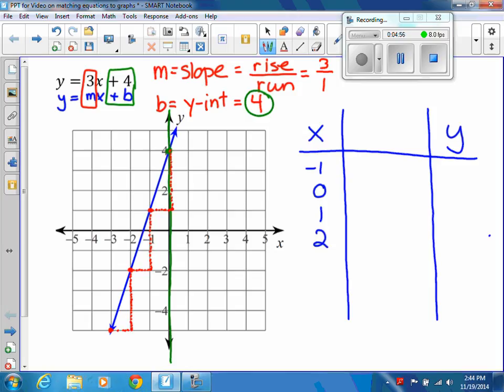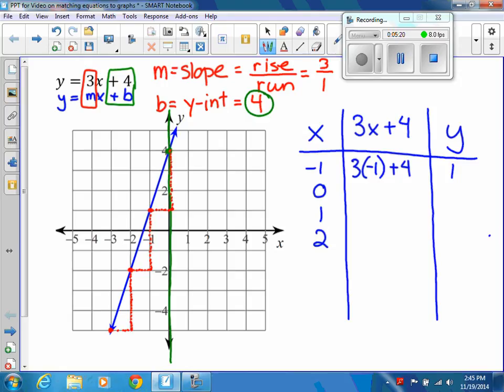So for our x value, we're taking 3 times x, and we're going to add 4 to it. And that's going to give us our y value. So now I'm just going to go ahead and plug it in here. So I have 3 times negative 1 plus 4. Well, 3 times negative 1 is negative 3. Negative 3 plus 4 is 1.